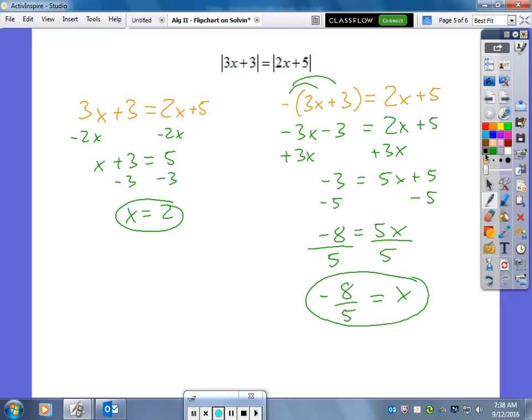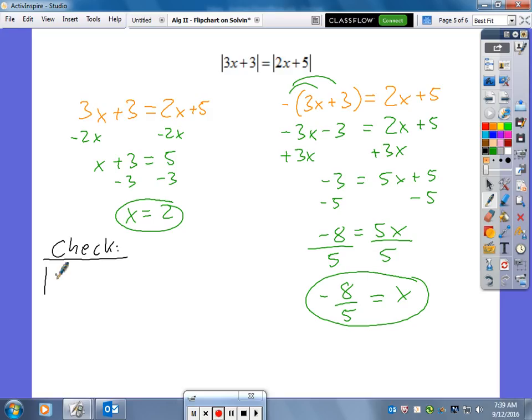Now we are going to do one more thing. We're going to check our answers, make sure that there are no extraneous solutions. You can do this in the left margin of your note page. Let's check the solution 2 first.